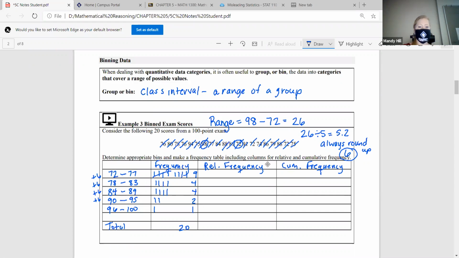So remember that the relative frequency, you could either write it as a fraction or a percent. To write this as a fraction, the people who scored between 72 and 77, that was 9 out of 20. You do 9 divided by 20, which gave you a decimal, 0.45, and then you need to make that into a percent, which is 45% by multiplying it by 100, right?